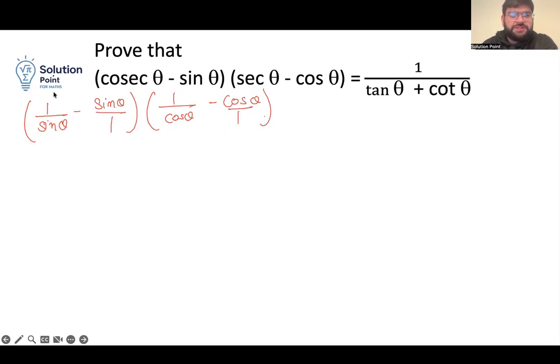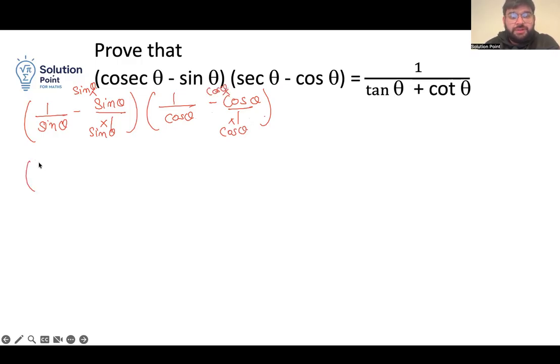Now, obviously, we got 1 here and 1 here. To solve this fraction, I need to make the denominator the same. So I need to multiply this fraction by sine theta in both numerator and denominator. Similarly, for this fraction, here we got cos theta and here we got 1. To make the denominator the same, I need to multiply by cos theta in both numerator and denominator.